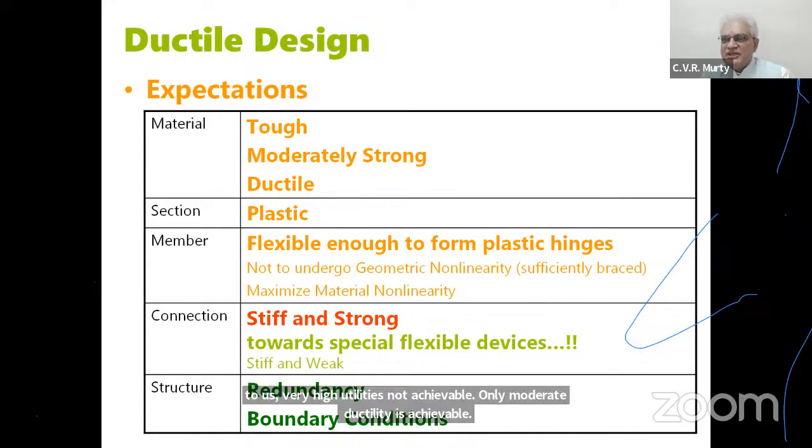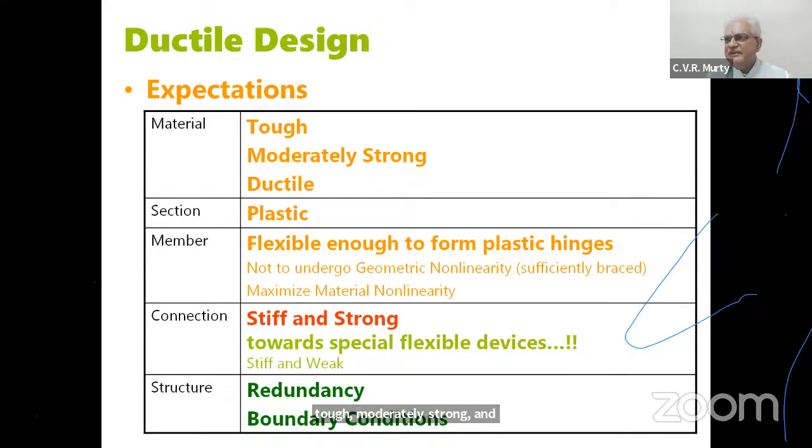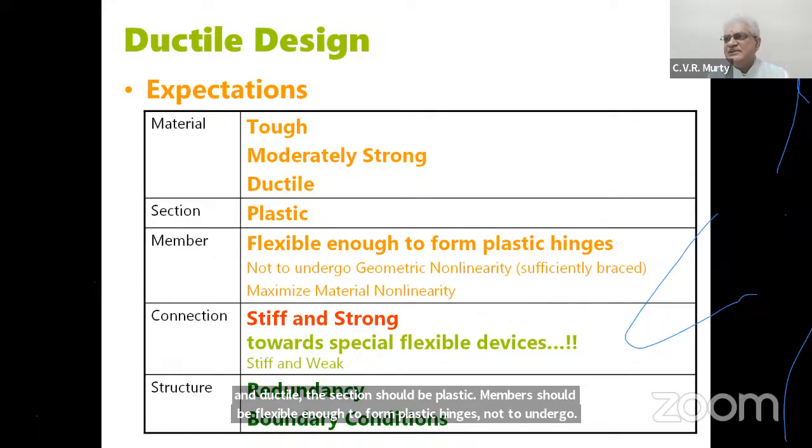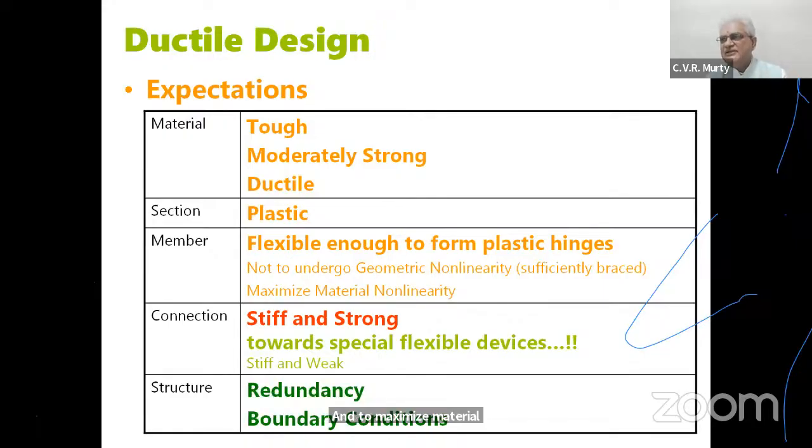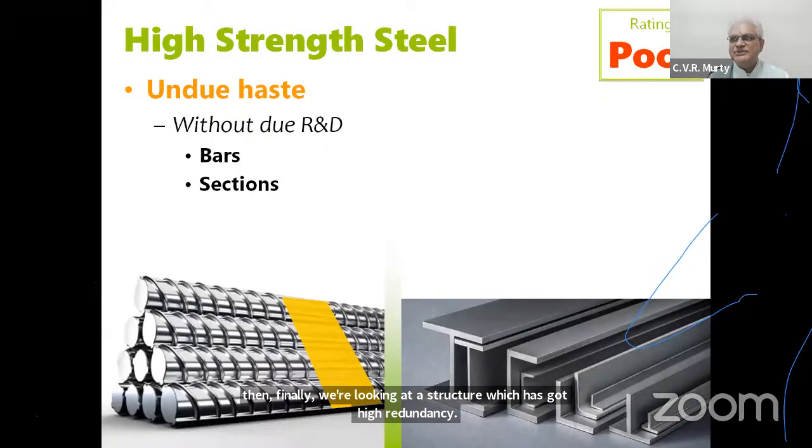So the expectations are, when you design new structures, that material should be tough, moderately strong and ductile. The section should be plastic. Member should be flexible enough to form plastic hinges, not to undergo geometric nonlinear effects, and to maximize material nonlinear effects. The connection should be stiff and strong. As I say that, I do recognize that a lot of work is happening to now make the connections weak and ductile also. So we'll watch for that a little more. And then finally, we're looking at a structure which has got high redundancy and adequately held at its boundaries.